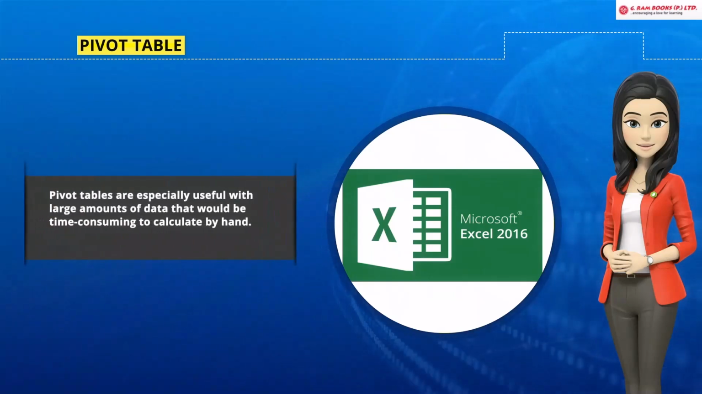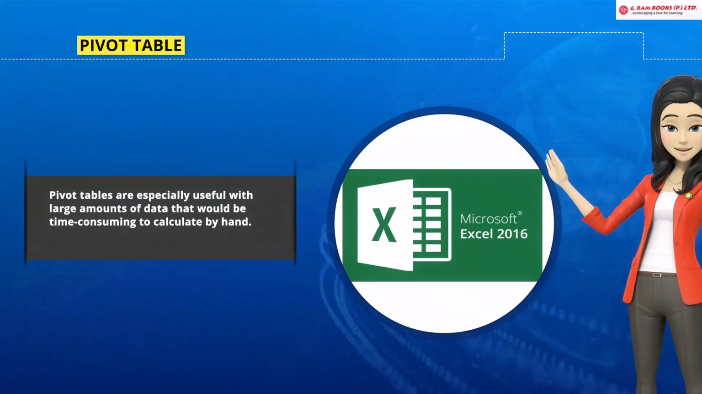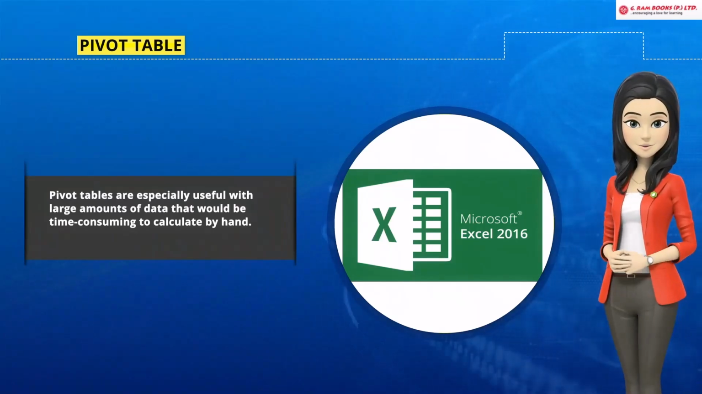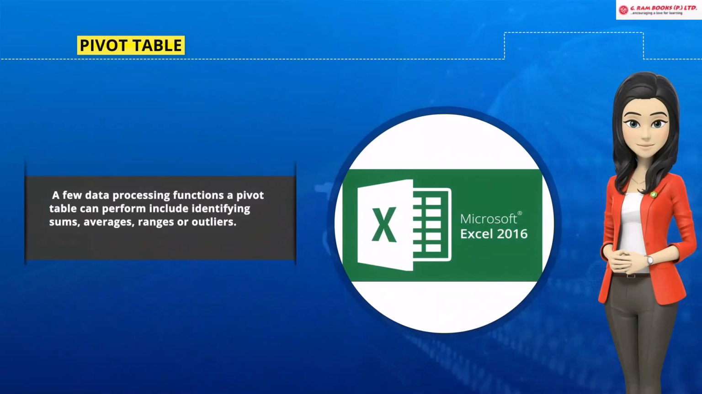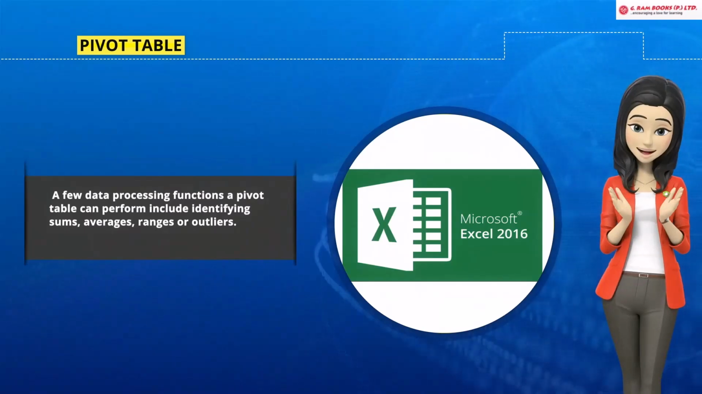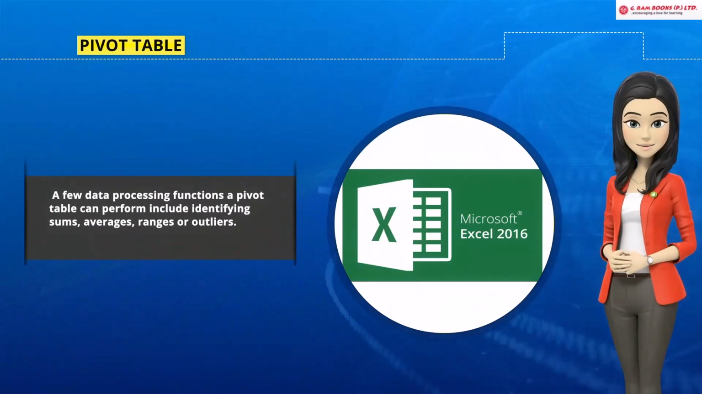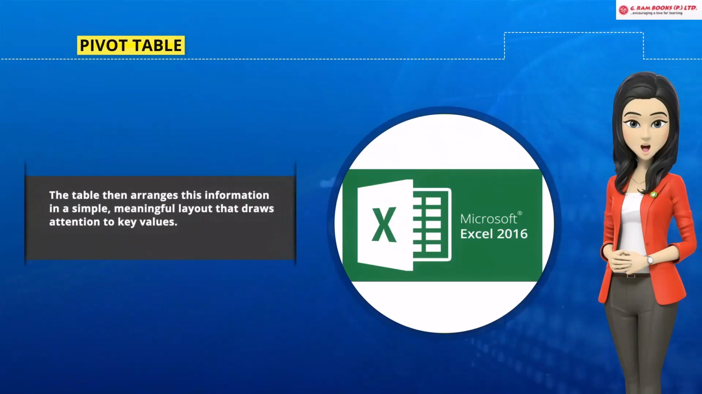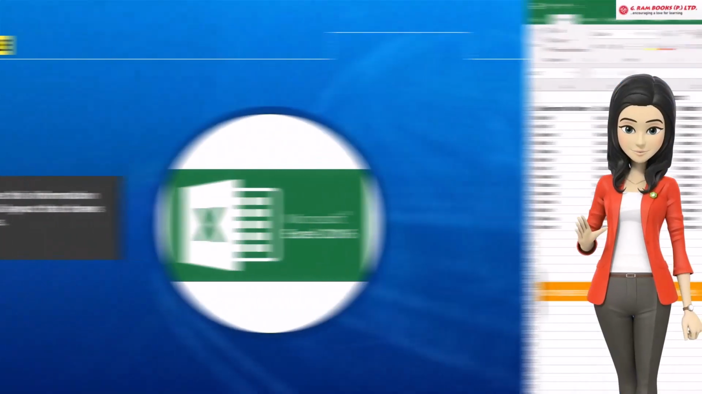Pivot tables are especially useful with large amounts of data that would be time-consuming to calculate by hand. A few data processing functions a pivot table can perform include identifying sums, averages, ranges, or outliers. The table then arranges this information in a simple, meaningful layout that draws attention to key values.